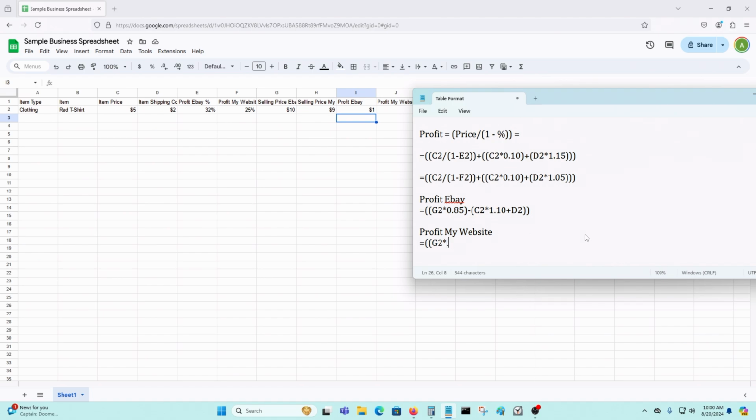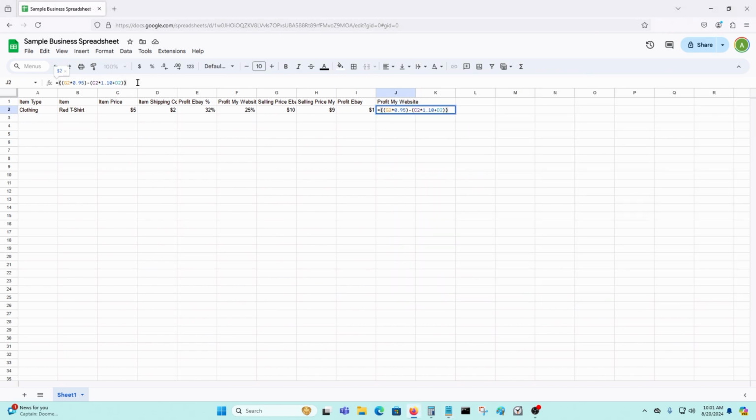On my website, I only get charged 5%, let's say, for the payment processor. C2 times, of course, I paid sales tax for that item. D2 is the item shipping cost. What this comes out to, put it here, Control V. So on my website, I get a higher profit margin.